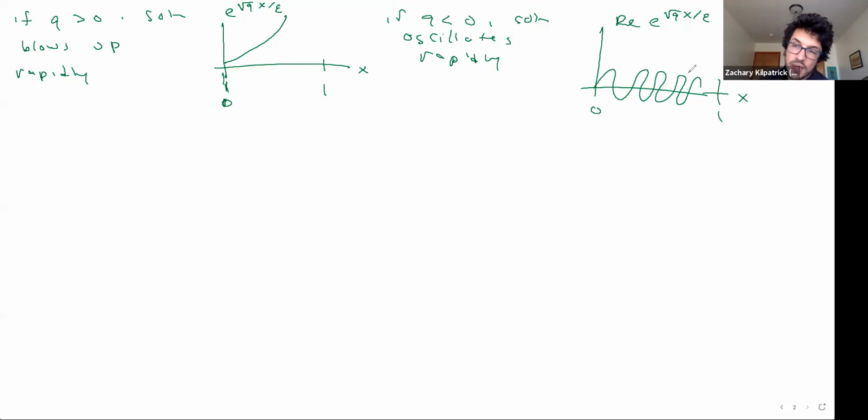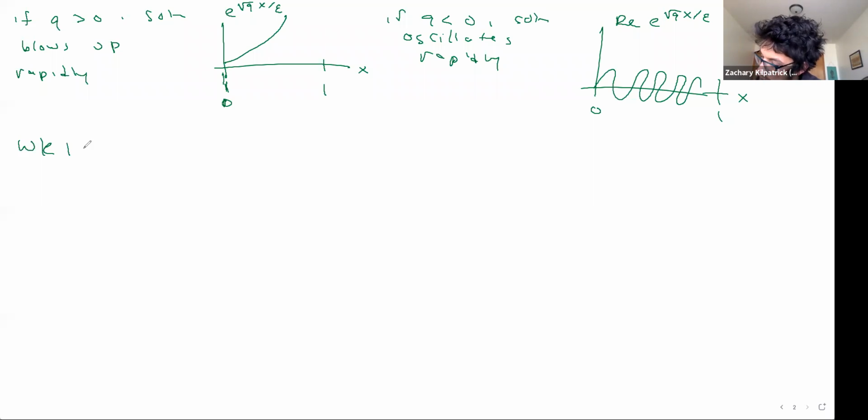So we can exploit this, just as we did when we were thinking about asymptotic approximations of integrals. If something blows up rapidly, then there's some portion of it that's going to matter most. So probably the right side of this function is going to be the part that dominates. Also, if this oscillates rapidly, maybe we can exploit that somehow in order to approximate the solution.